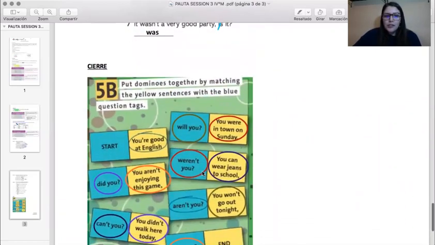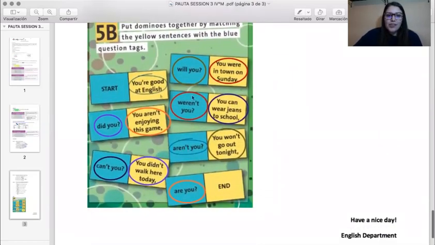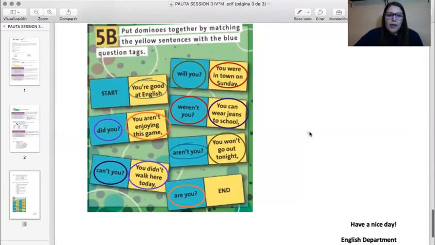And to finish, you had to match the dominoes. Okay, so here we have, you didn't walk here today, did you? I have my clue here, didn't, did. You aren't enjoying this game, are you? I have my clue, aren't, so I use are. You won't go out tonight, will you? I have my negative here, won't, so I use will.